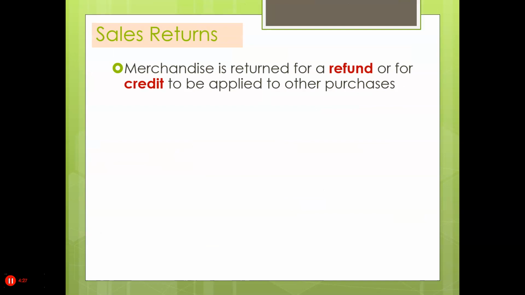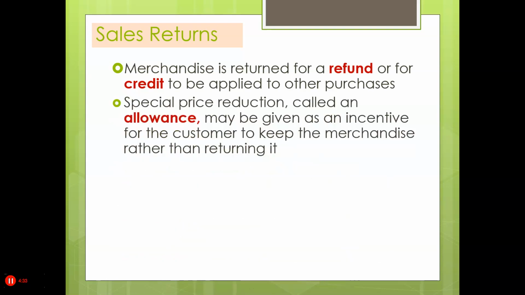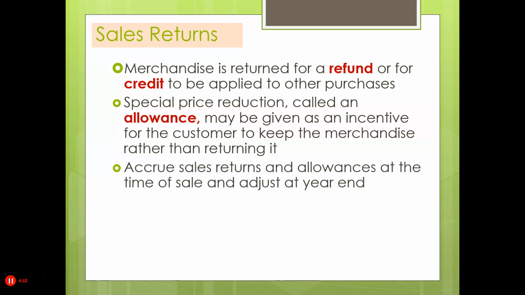Now, what about sales returns? Merchandise is returned for a refund or for credit to be applied to other purchases. Then there are special price reductions. Maybe we say to somebody, hey, if you pay us early, we'll give you 5% off. Or if somebody wants to return the merchandise, what you might say is, okay, we'll give you 50% off if you just keep it. That's what a sales allowance is.